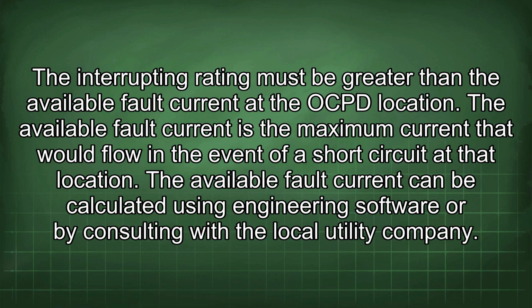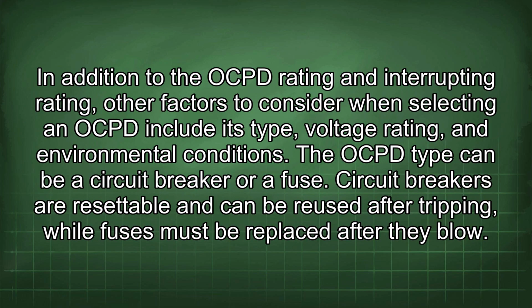The available fault current is the maximum current that would flow in the event of a short circuit at that location. The available fault current can be calculated using engineering software or by consulting with the local utility company. In addition to the OCT rating and interrupting rating, other factors to consider when selecting an OCT include its type, voltage rating, and environmental conditions. The OCT type can be a circuit breaker or a fuse. Circuit breakers are resettable and can be reused after tripping, while fuses must be replaced after they blow.